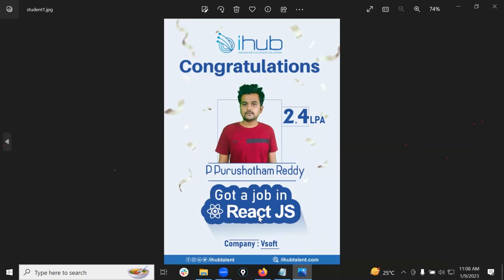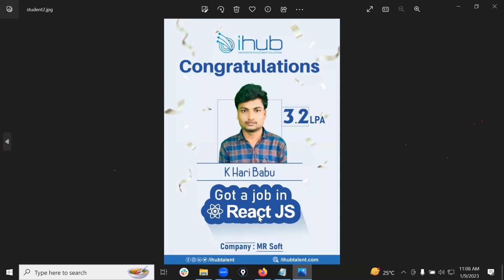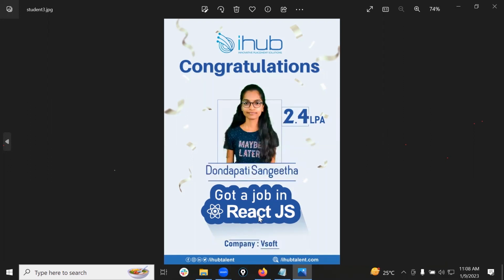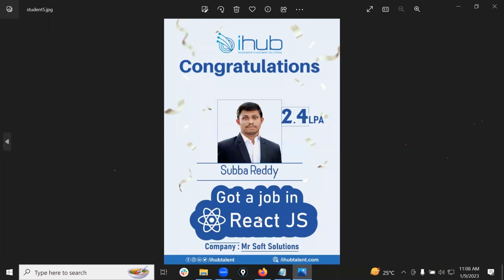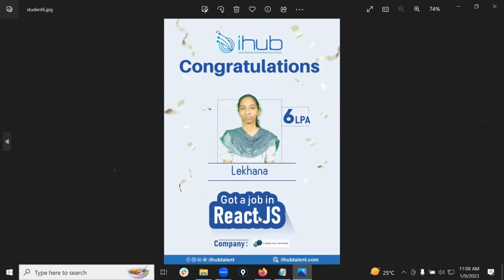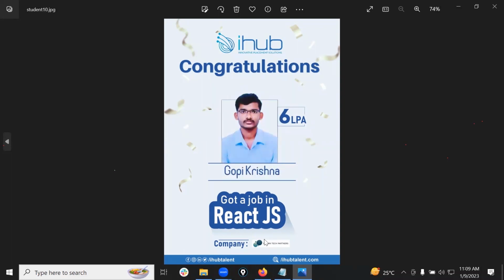See, you are at a crossroad. If you want to go left side, you can go left side. If you want to go right side, you can go right side. So he got placed. Even we have Hari Babu. He got a job in Mr. Soft. Even we have Sangeeta, Rahul Singh, Subba Reddy, even Lekhana. She got 6 lakhs. In this company, Fusion Tech Partners is our close client. In total 4 or 5 members got selected: Lekhana, Raghavendra Rao, Yadav, Srikant, Gopi Krishna.